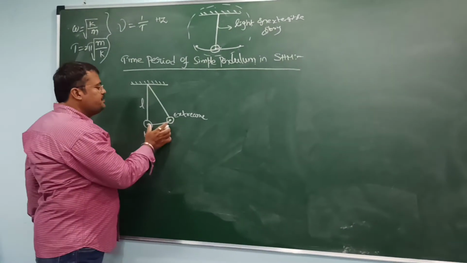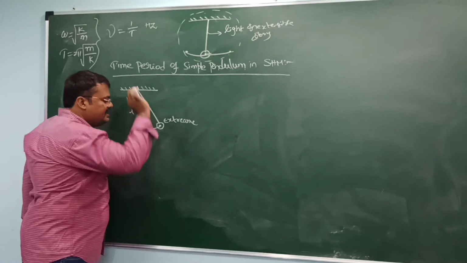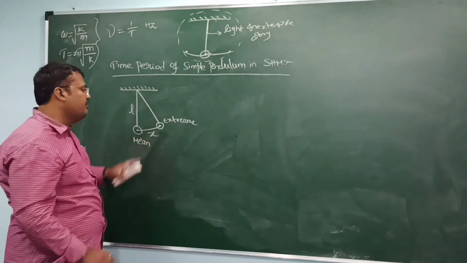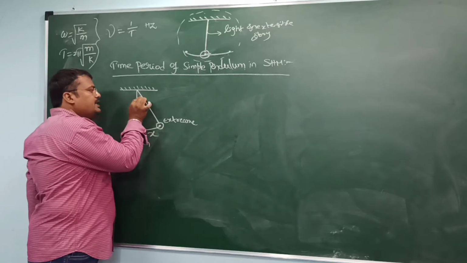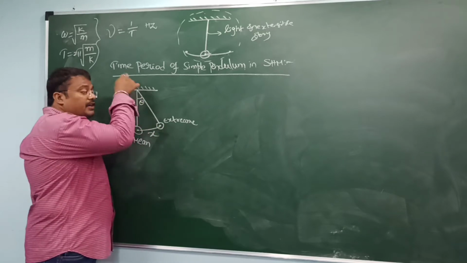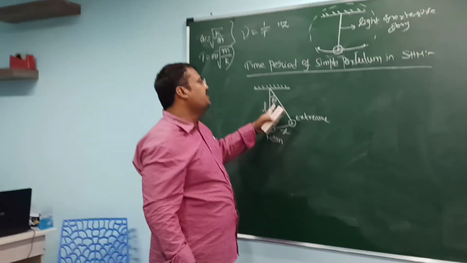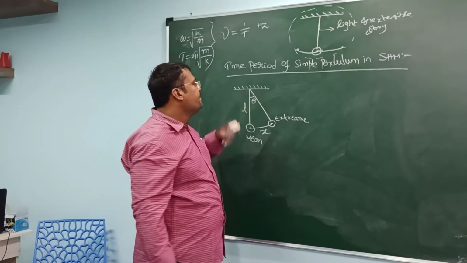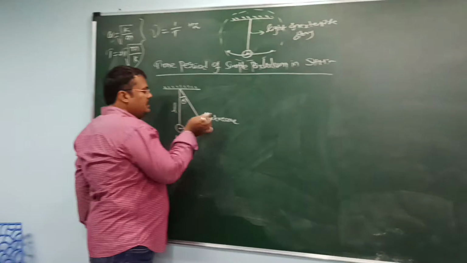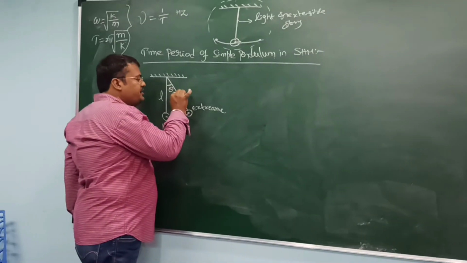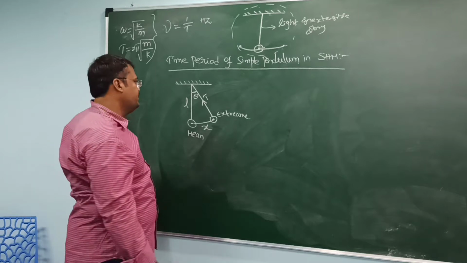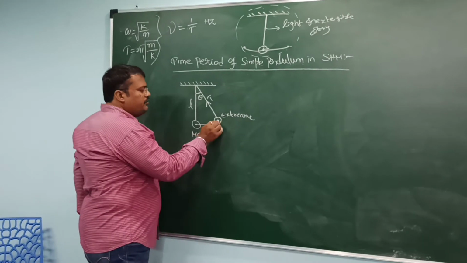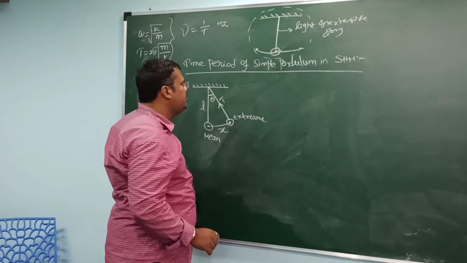Means how much displacement it is? Let us consider this is an x displacement covered by the particle from mean position to extreme position, and it makes an angle theta with the vertical. That theta angle was generated, and the tension that exists in the string is T. Now, the 3 points, let us try to remember.